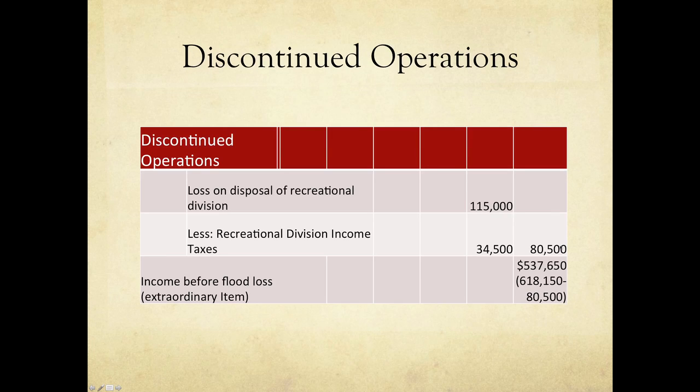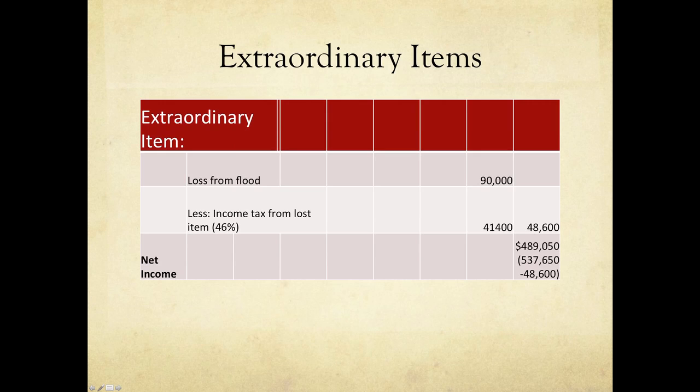So the next thing that we need to account for is this discontinued operations. There was a loss on the disposal of the recreational division of $115,000 that we need to account for. One of the nice things about a loss, if there are any, is you can take away the income tax expense that would have been associated with that. So we can take those $34,500 out of the $115,000. We only have to record this $80,500. We'll take that $80,500 from our income that we listed previously, and that'll give us our income so far of $537,650, excuse me.